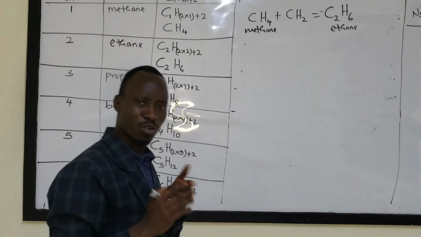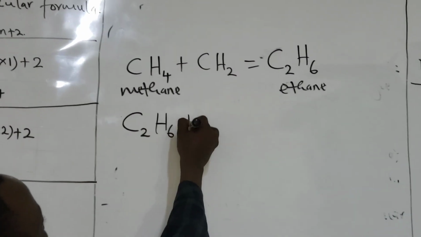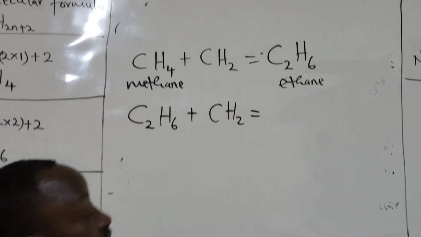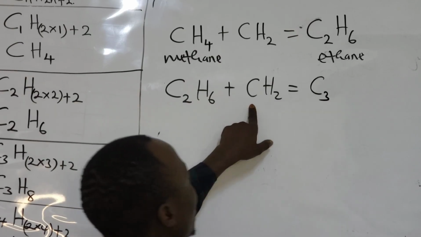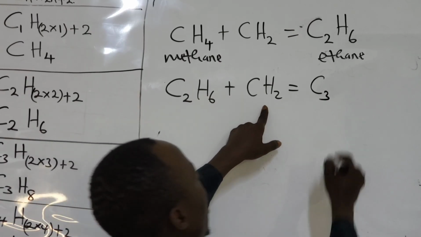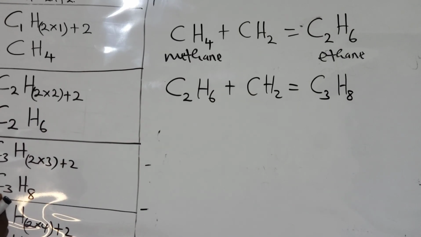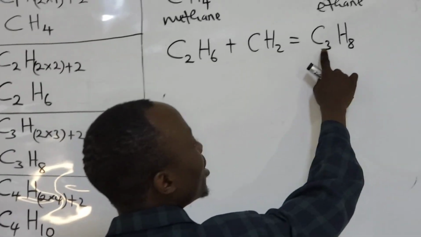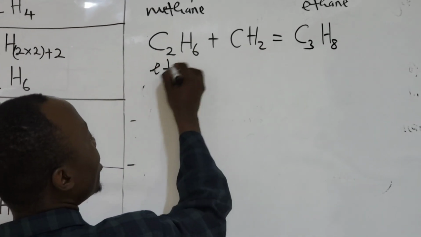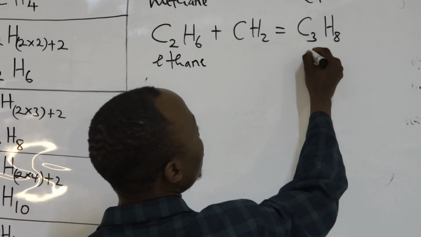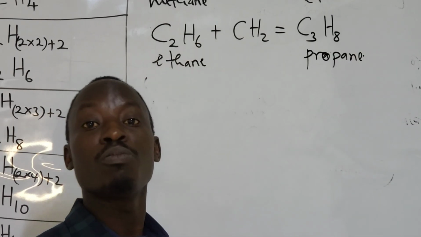We have confirmed. Can I confirm again? Yes, we can. Check on this. We have C2H6 plus another CH2. We said the difference is CH2. So, 2 carbons plus 1 carbon, that must be 3 carbon atoms. 6 hydrogens plus 2 hydrogens, that must be 8 hydrogens. And what is this? C3H8. Perfect. So this is ethane and this is propane. So you can form more and more compounds.